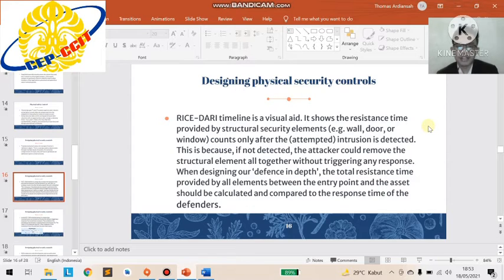This is a Raspberry timeline, a visual aid. I searched for it in Google. This Raspberry timeline is a visual aid.